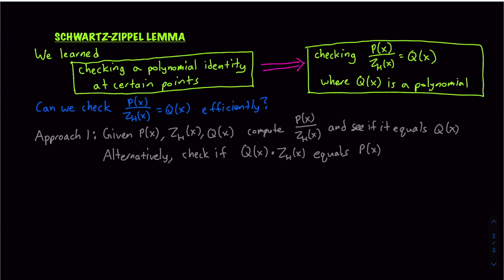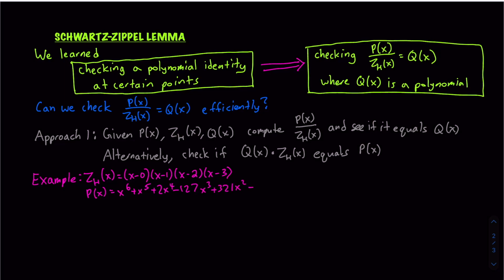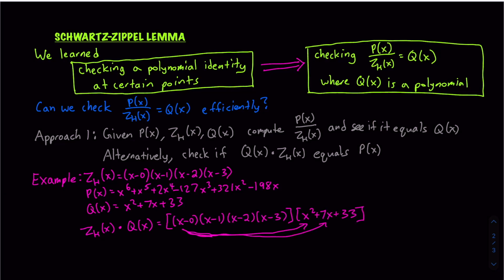For example, let's say I'm the verifier and somebody gives me z sub h of x equals x minus 0 times x minus 1 times x minus 2 times x minus 3, and q of x is x squared plus 7x plus 33, and p of x equals x to the 6th plus x to the 5th plus 2x to the 4th minus 127x cubed plus 321x squared minus 198x. If I want to check whether z sub h of x times q of x equals p of x, I have to expand all that out. That involves multiplying several polynomials together, generating many intermediate terms along the way. Even using standard algebraic expansion, the amount of work grows quickly.